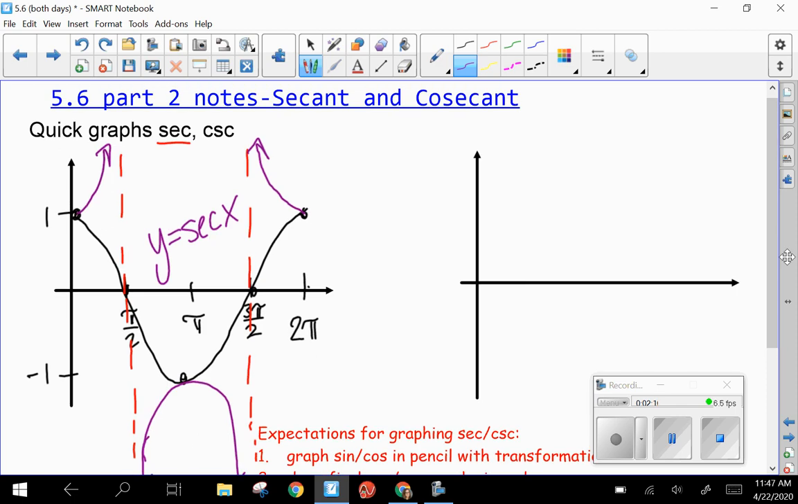And if you wanted to erase the black stuff or your pencil or whatever, that's fine, but you can leave it there as long as you're neat and organized. So let's do cosecant.